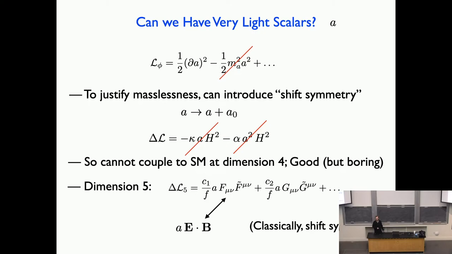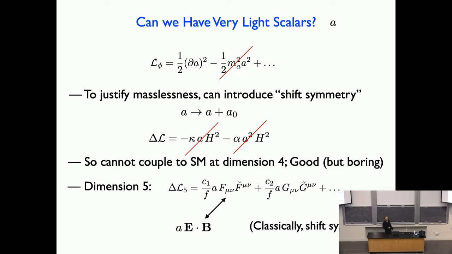Now, this term also looks like it breaks this shift symmetry, because I have an A sitting there. But it turns out that this term, F F dual, is actually a total derivative. And since it's a total derivative, secretly, if you integrate by parts, it obeys a shift symmetry. So you have to trust me on that. So at the classical level, at least, this is shift invariant. And you can also couple it to the gluons through G G dual, where those are the gluon fields.